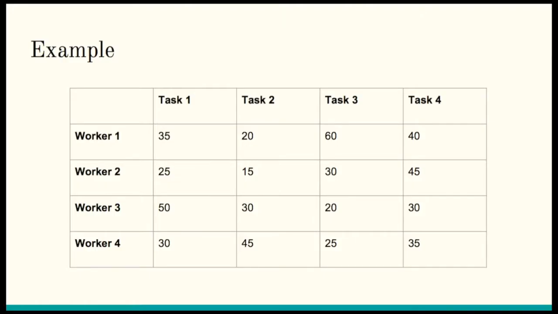Here's an example matrix with 4 workers and 4 different tasks. We're going to find the minimum cost of assigning the tasks to the workers, such that each worker has been assigned a unique task. For the first step, we're going to subtract the smallest entry in each row from all of the entries from that row. This is because, regardless of what worker 1 is assigned, worker 1 is going to cost at least 20. So we may as well subtract 20 from all of the entries in the row.